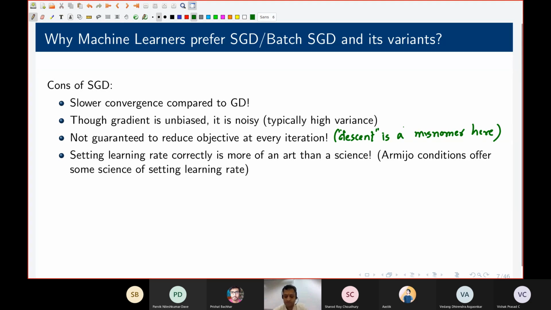What are the pros? Besides speed up, anyone on the call as well? So one is certainly speed up, but then what else? Machine learning. So we are discussing not just optimization. We have moved to machine learning.